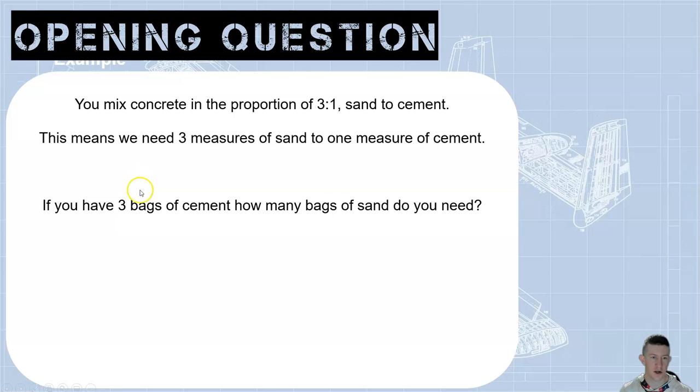So let's have a look. So here we needed 3 to 1 sand to cement, whereas now you said you had 3 of cement, so I've tripled that one. I would need 9 bags of sand in this case to balance the ratio.